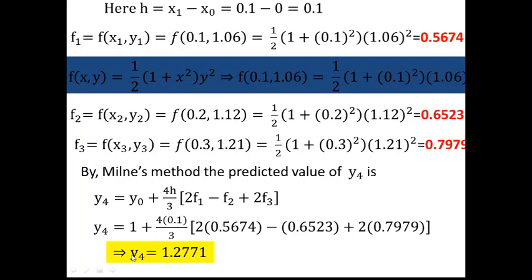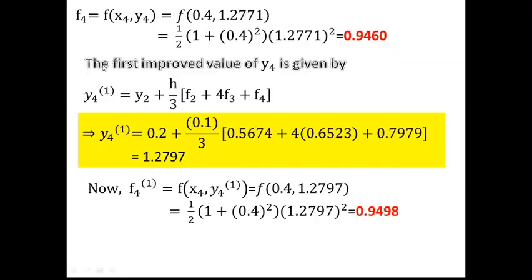Now note here, every value of y will be followed by the evaluation of the function at that point. That is, if we have obtained y4, immediately we will find out f4, that is f at x4, y4. So it is evaluated in the same line. Just as we have discussed how to get f of 0.4, 1.2771, in the expression of f of xy, just replace x by 0.4 and y by 1.2771. Simplify, you will get it as 0.9460. So in this way, we obtain the required values.